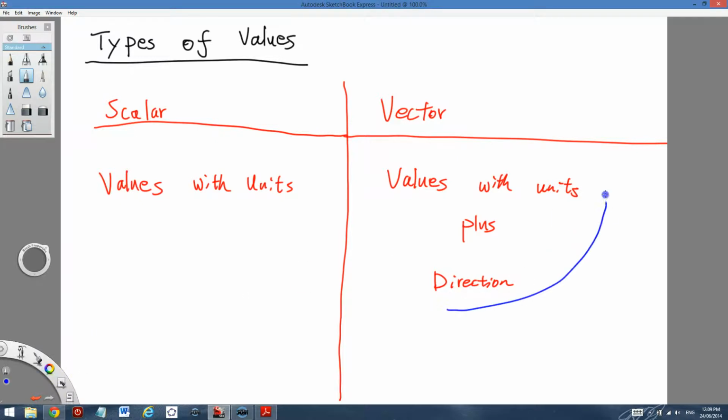Okay, so I'll give you an example. Say if I'm talking about distance, a distance is a scalar. Maybe say 20 meters, 40 meters. So it's just a number with a unit, with distance units. However, when we add a direction, say 40 meters east, it becomes a vector quantity and we call it displacement.